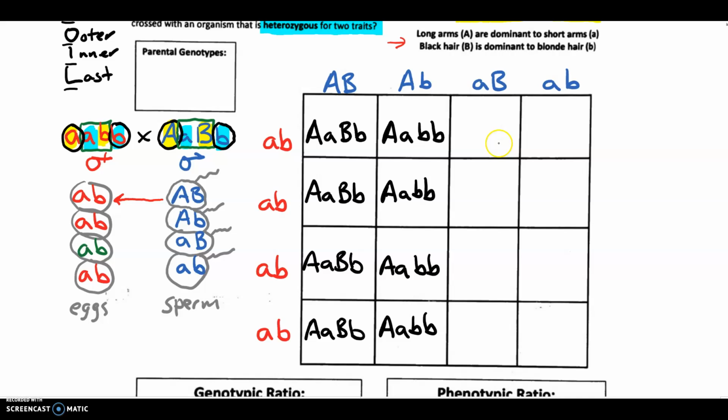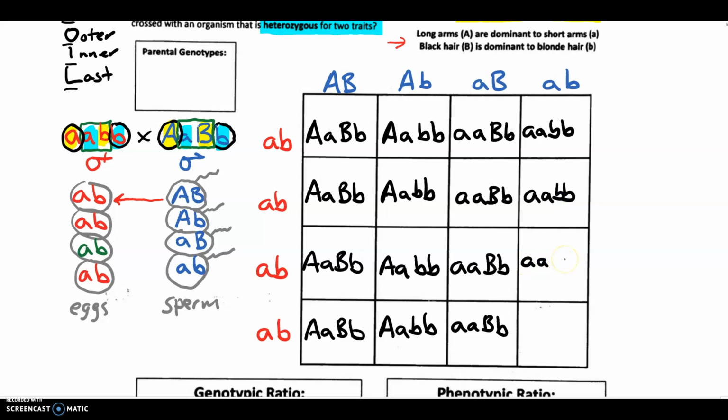And then we go over to the third column. We've got little a, big B, little b. Little a, big B, little b. Little a, big B, little b, and again. Okay? And finally, the last one. Little a, little b, little b.